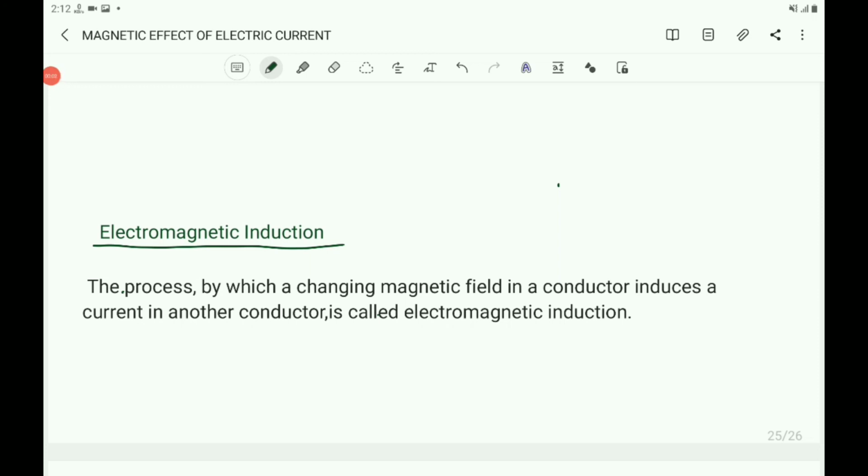Children, you write, what is electromagnetic induction? The process by which a changing magnetic field in a conductor induces a current in another conductor is called electromagnetic induction.